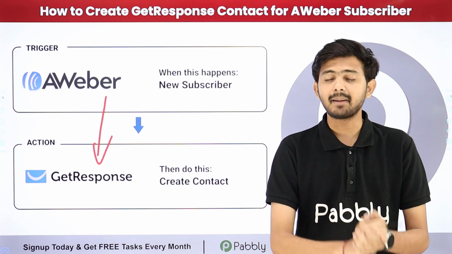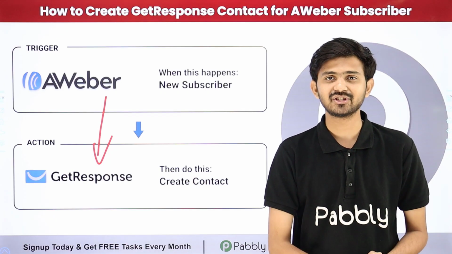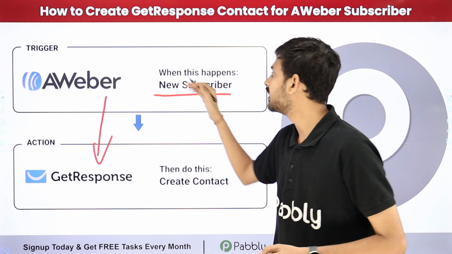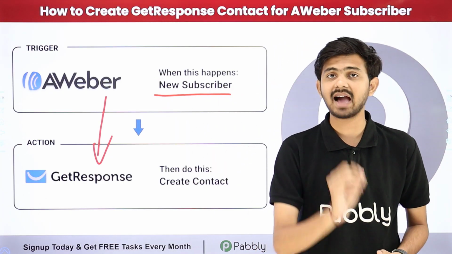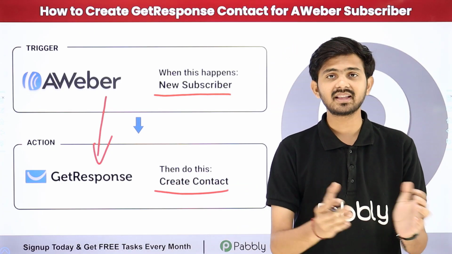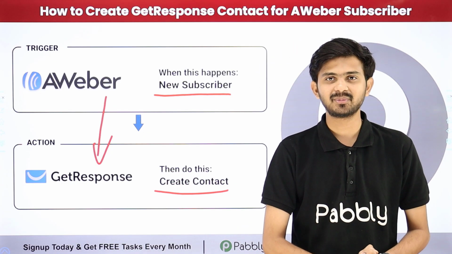Pabbly Connect is an amazing software for automation and integration. With Pabbly Connect, whenever I receive a new subscriber in AWeber, then automatically by using those details, I will create a new contact in GetResponse. So how am I going to build this connection? For that, let me take you to my computer screen.